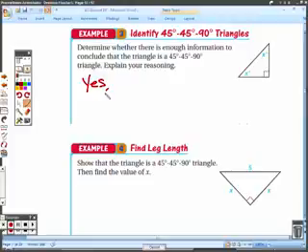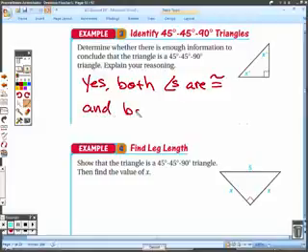Then we're going to take that 90 and divide it equally into 2 pieces. How do we know we divide it equally? They're both x, and that leaves us with 45. So yes, both angles are congruent, and both equal 45.